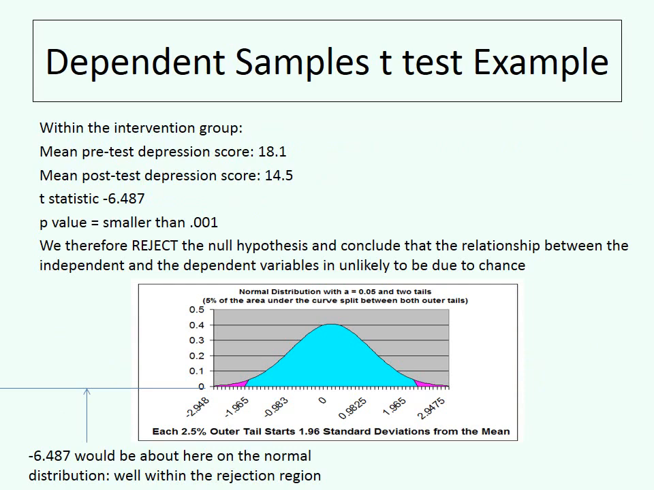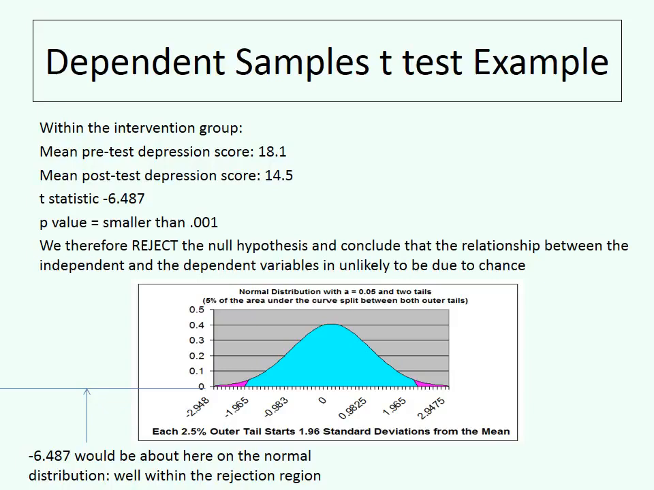If we examine the research question in this way, then we can first conduct a dependent samples t-test with the intervention group. Let's imagine that the average pre-test depression score among the intervention group was 18.1, and the average post-test depression score among the intervention group was 14.5. The t-statistic is negative 6.487, and the p-value is smaller than 0.001.